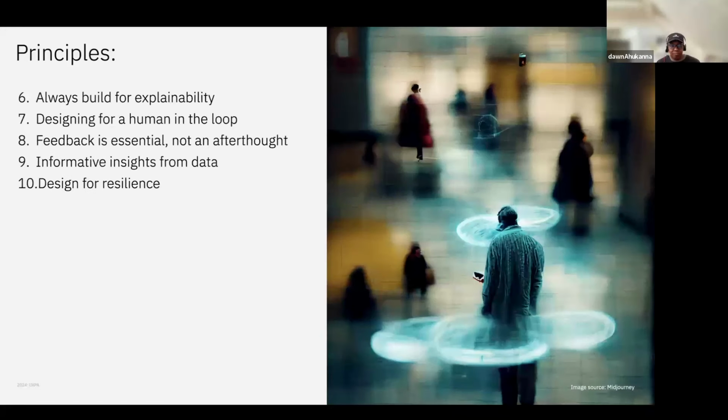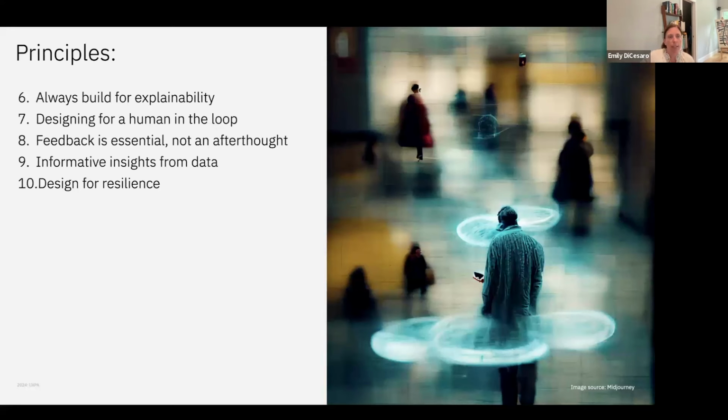So number 6, always build for explainability is important. For humans to use AI to augment their decision making, they need to understand how it's built, deployed, operated. Designers really need to prioritize explainability and transparency in the AI at every stage in the process, because accuracy and performance in AI simply just aren't enough to build trust and understanding.